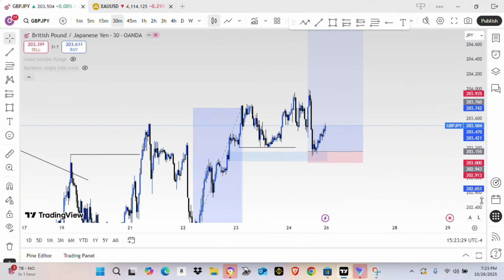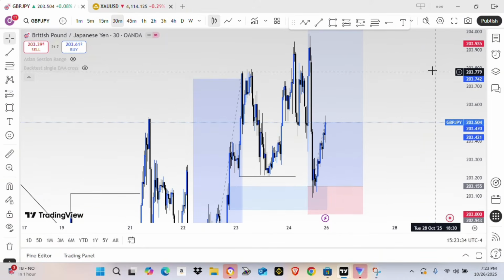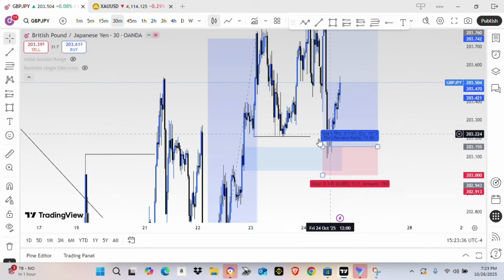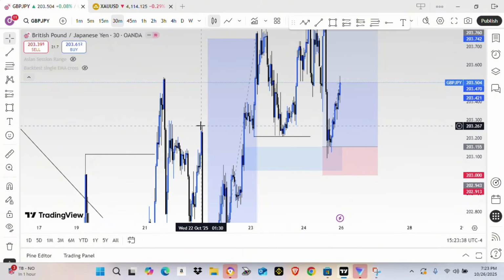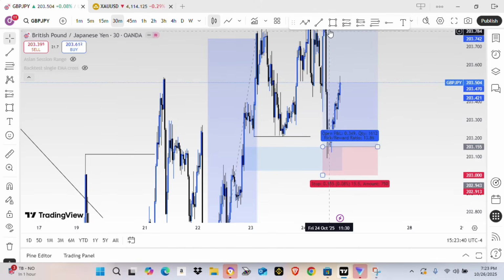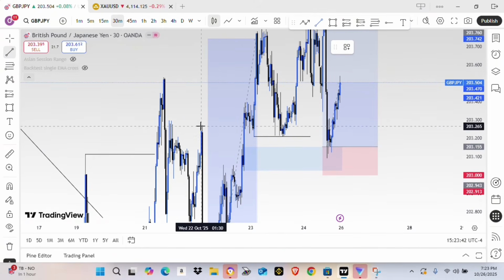This is the current trend I'm having on GBP/JPY, and I'm still on this trade, and I'm going to show you this particular point where I bought. This is the particular trade I want to use in passing. But let me show you how I took this trade.